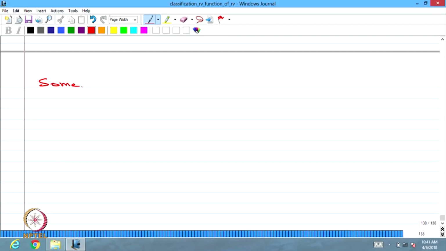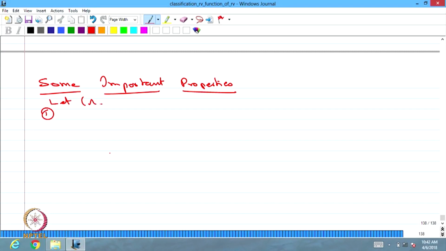Now we are going to discuss some important properties of the probability. The first property. So before that, let me start with: let (Omega, F, P) be a probability space.